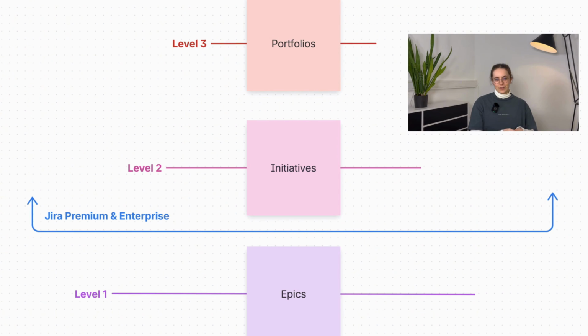For example, in a development context, you'd use an epic to group all of the stories together that belong to a new feature. Also, in a business context, you'd use them to group all of the tasks that are related to a project together. Above epics, you can have even more work item types. However, that is limited to the premium and enterprise plans of Jira. So if you want to learn more about that, I'm going to talk about it later in the video.